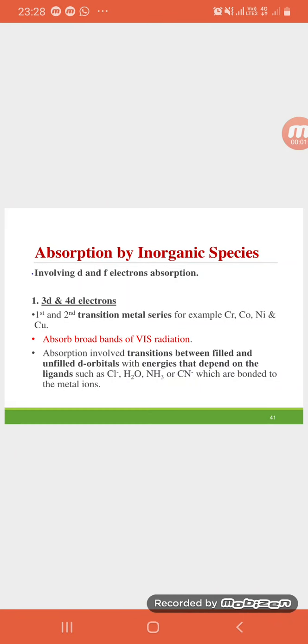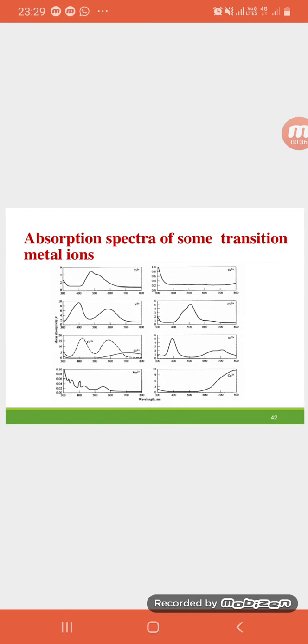3D and 4D electrons involve the first and second transition metal series, and these absorb. The transition will occur when the molecule absorbs visible radiation, and the absorption involves transition between filled and unfilled d orbitals, and the energy depends on the ligand such as Cl minus, H2O and NH3, or CN minus, which are bonded to the metal ion.